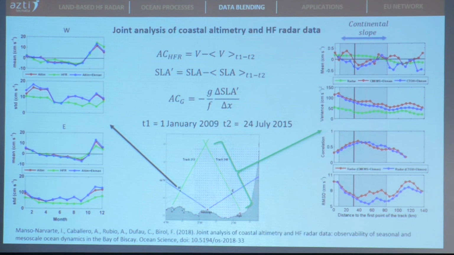So, well, I'm not going into the detail because we don't have time and you're hungry, but the higher correlation and lower root mean square difference are observed in the slope area, where we have the most coherent geostrophic signal, which makes sense.